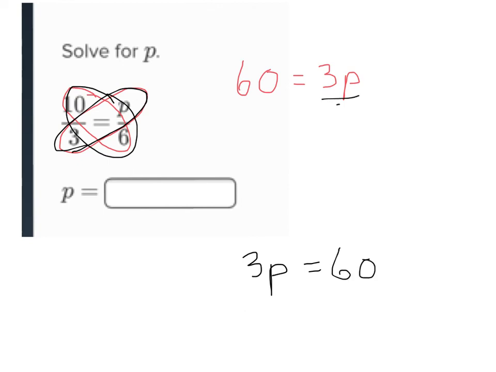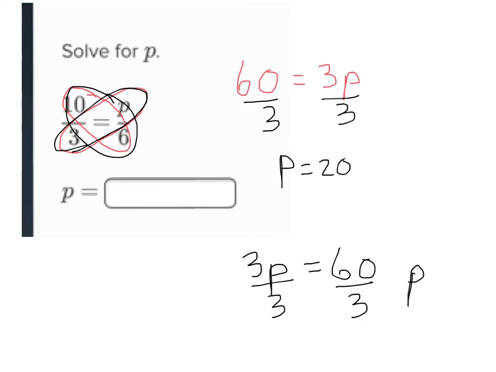Watch, I'll divide 3 on both sides here, and so p equals 20. And I'll divide 3 on both sides on this one, and p still equals 20. So it doesn't matter if you go top left to bottom right first or bottom left to top right first. You still get the same answer, 20. So now go on Khan Academy and work the activity proportions 1.